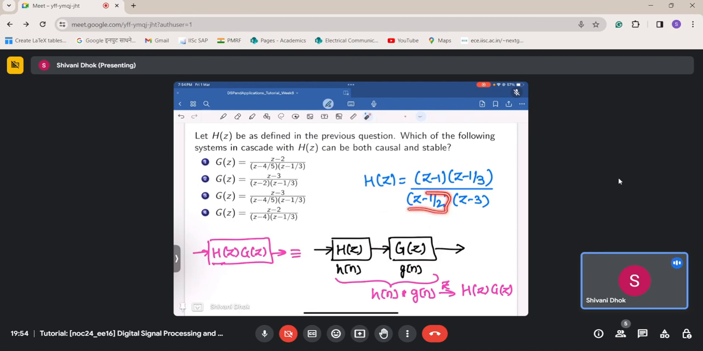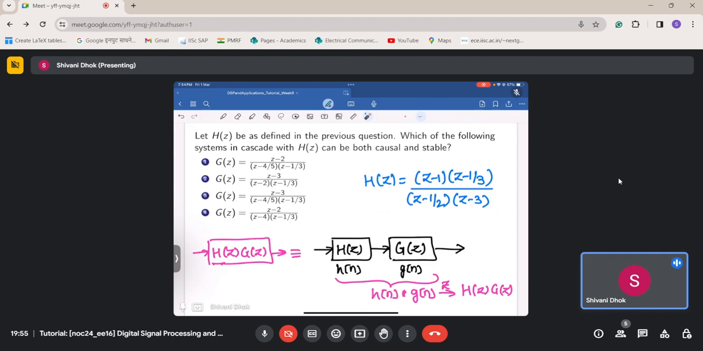This particular pole at z equals 1/2 is well inside the unit circle, and this is not my troublesome pole. The troublesome pole here is z equals 3. Since this is outside the unit circle, this is making it impossible to have a system which is both causal and stable simultaneously. Which means that the system which I am connecting in cascade should cancel out this pole, which means that z equals 3 should be a zero of that system.